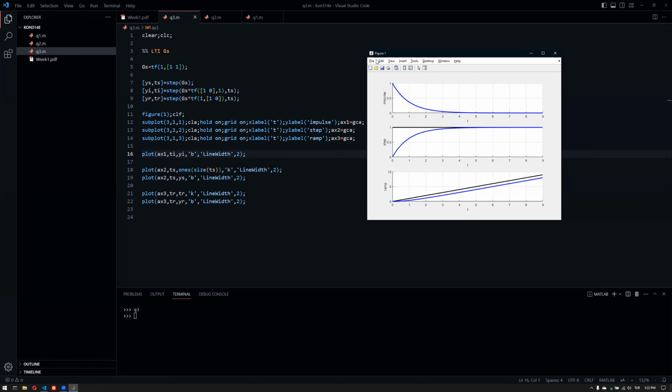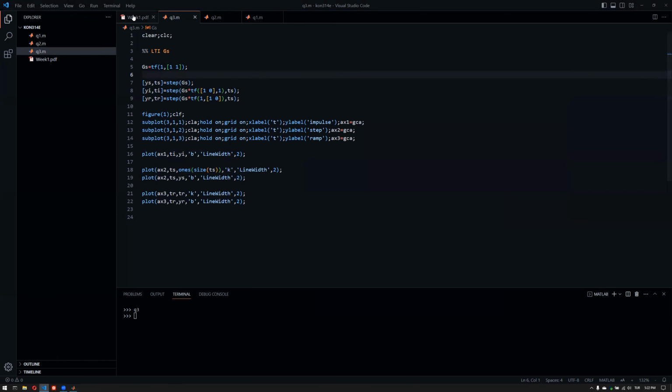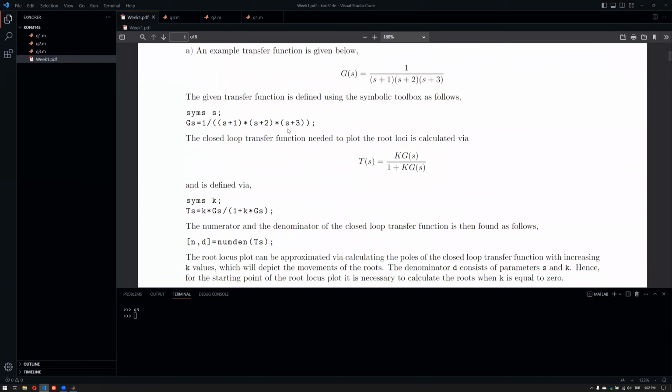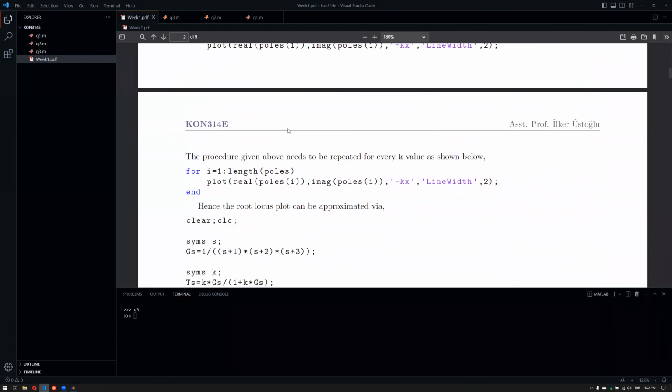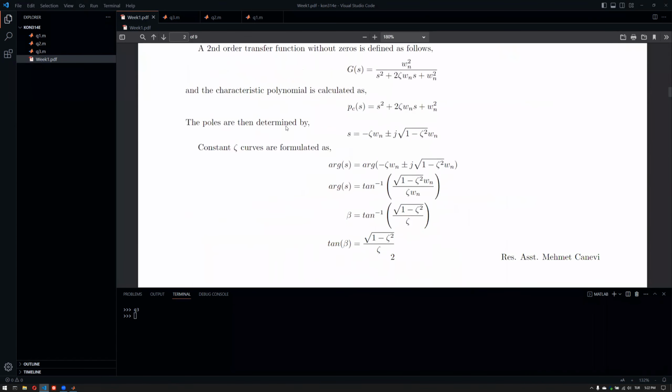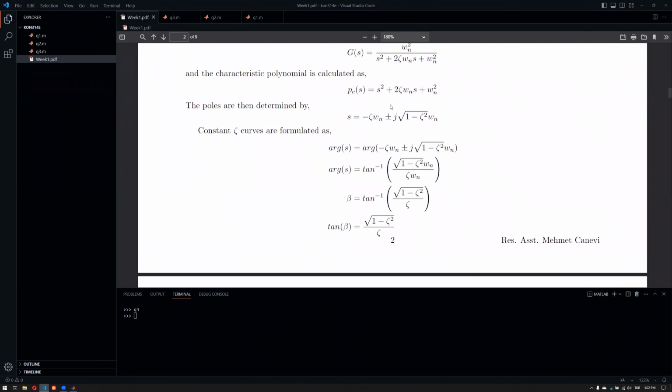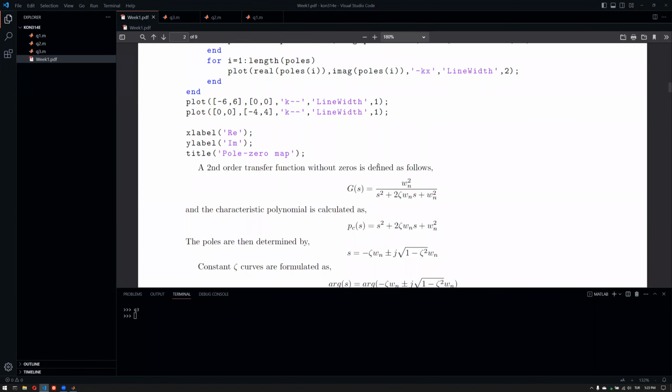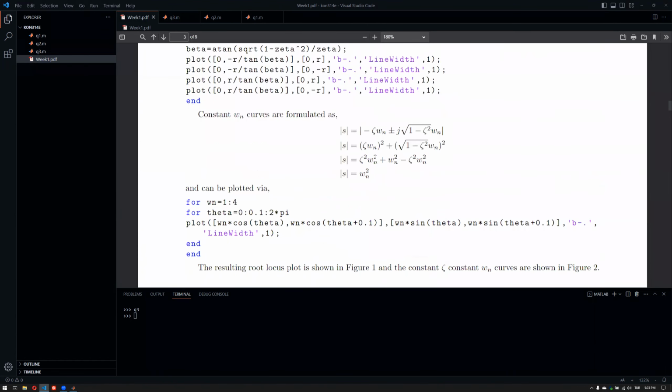So this one was, again, something interesting about LTI systems. Now, in the notes, you will see almost the same applications. Here, we have a better explanation about how zeta and omega n relate to the poles of a second order system. We will be talking about this.